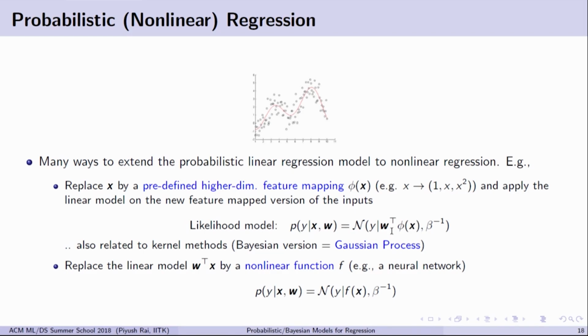Okay, so rather than saying that the mean is just W transpose X, either you write it as W transpose phi of X, where phi of X is some nonlinear mapping of the data, or you write the mean as F of X, where F is some nonlinear function, which is maybe defined by a deep neural network, and learn the parameters of the deep neural network using backpropagation, which you'll see after a couple of days, I think, in deep neural nets. So this can be extended to nonlinear settings as well.